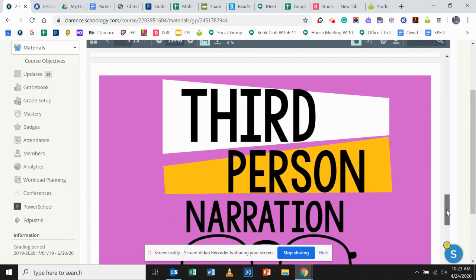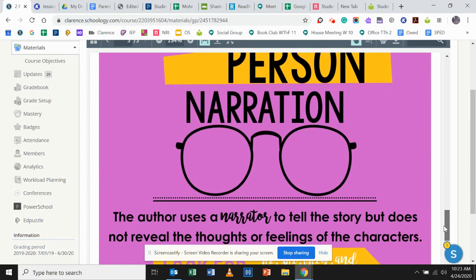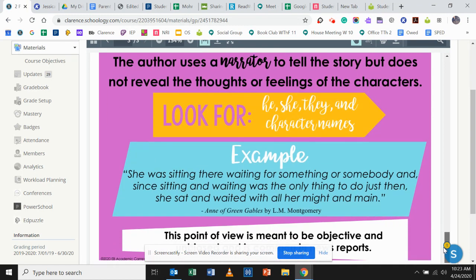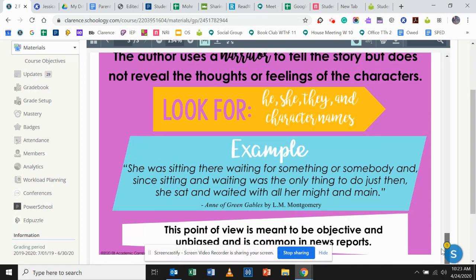And the third option is, in fact, the third person narration, or third person point of view. This is when the author uses a narrator to tell the story, but does not reveal the thoughts or feelings of the characters. He, she, they, and character names are what you should look for. She was sitting there waiting for something or somebody, and since sitting and waiting was the only thing to do just then, she sat and waited with all her might and main. The point of view is meant to be objective and unbiased.